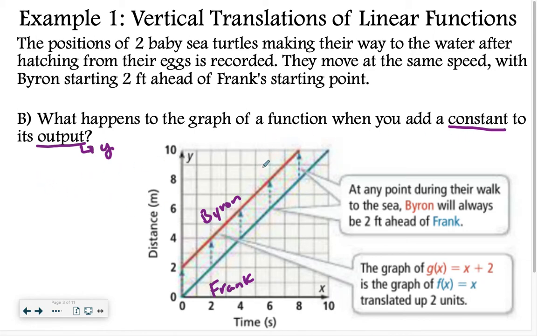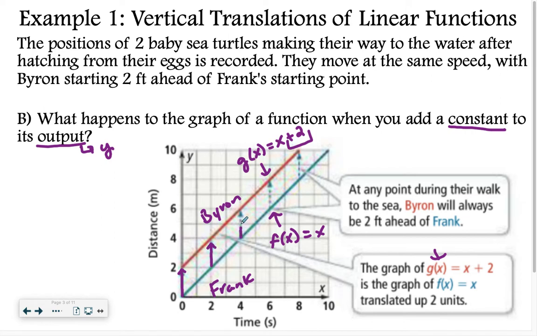So let's remember, our function for Byron, they used g of x for Byron. So g of x equals x plus 2, right? Because he started 2 feet closer. And then Frank's was f of x equals x. So that constant that is talked about is that plus 2. We added a whole number after our variable. That is considered a constant. And when we added that plus 2, notice it moved the whole line up 2 units.